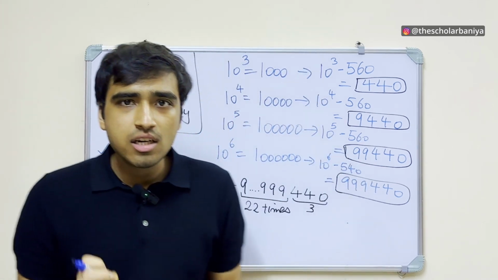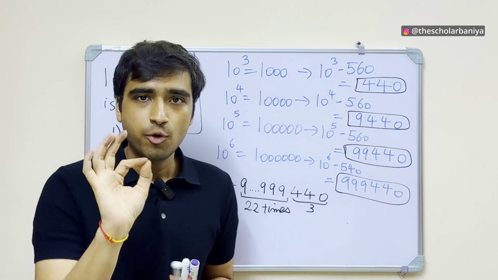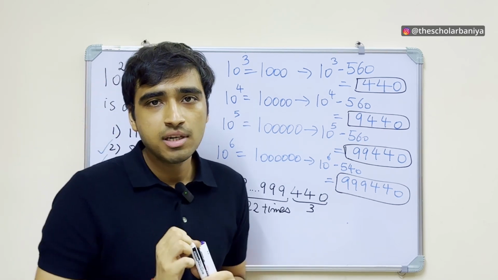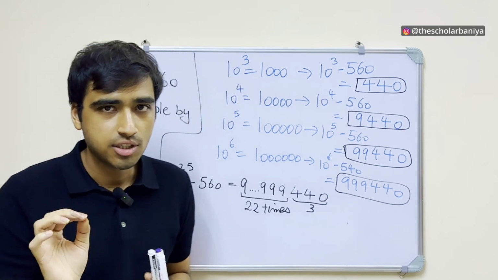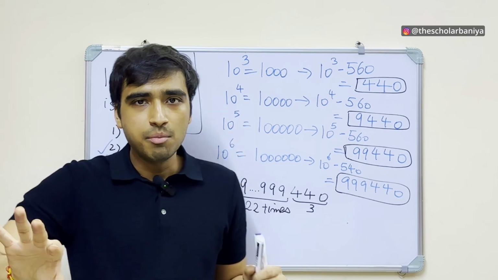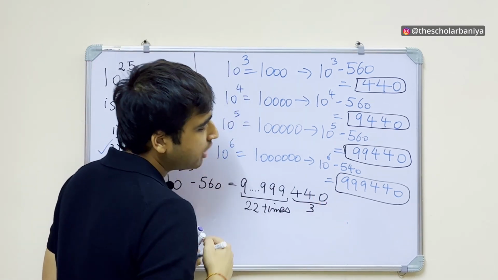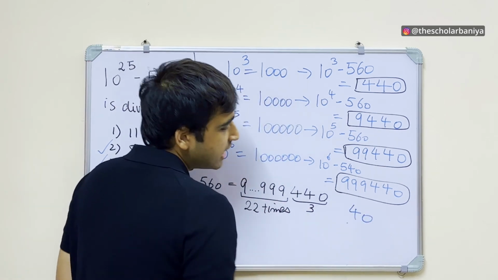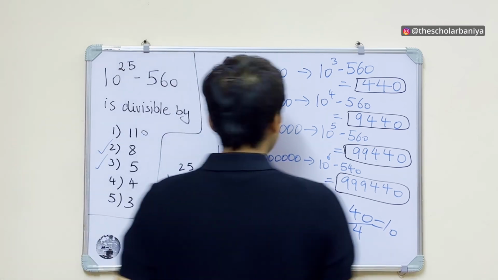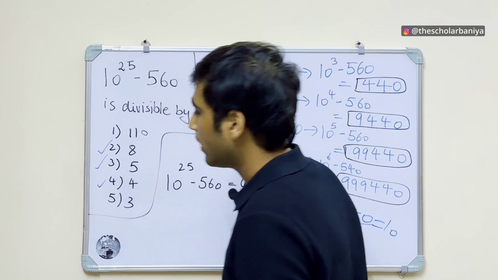Now if we want to check the divisibility for the number 4, we check the last 2 digits. For 8, we check the last 3 digits. For 4, if the last 2 digits are divisible by 4, that means the entire number is divisible by 4. So over here, the last 2 digits are 40. Is 40 divisible by 4? Yes, it gives us 10. That means the entire number will be divisible by 4 as well.